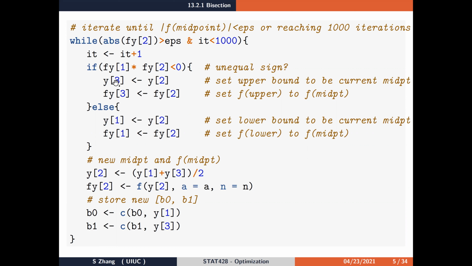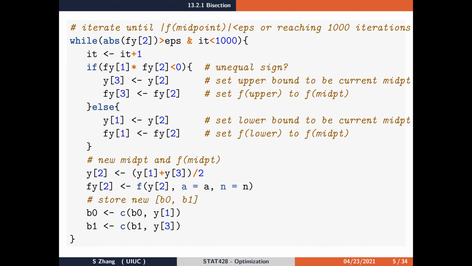In this case, we will set the upper bound to be equal to the current midpoint. So y3 is replaced with y2. And correspondingly, we replace the f evaluated at the upper bound with the f evaluated at the midpoint. If these two have equal signs, we will replace the lower bound with the current midpoint, and correspondingly, f of the lower bound is replaced with f at the midpoint.